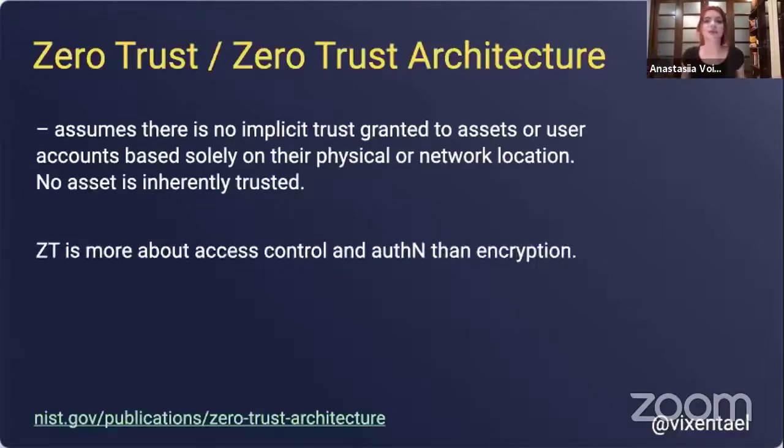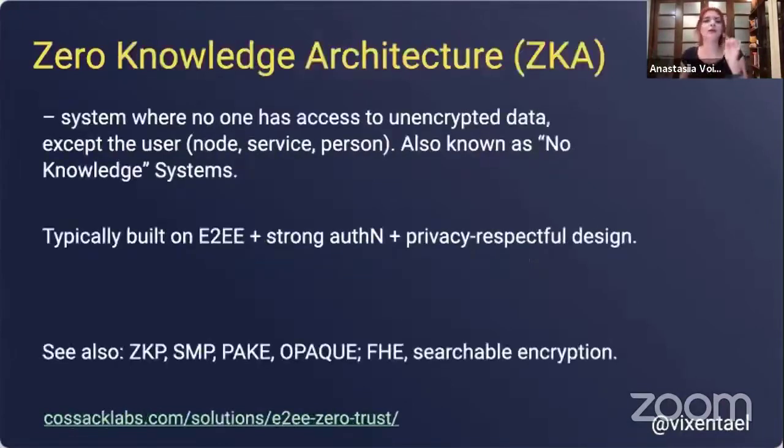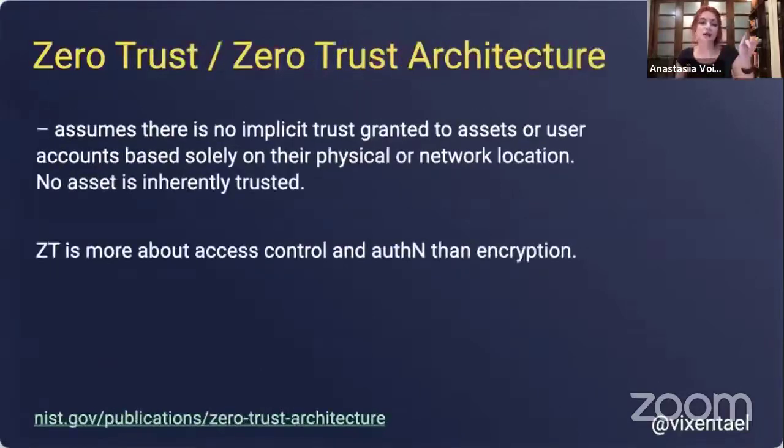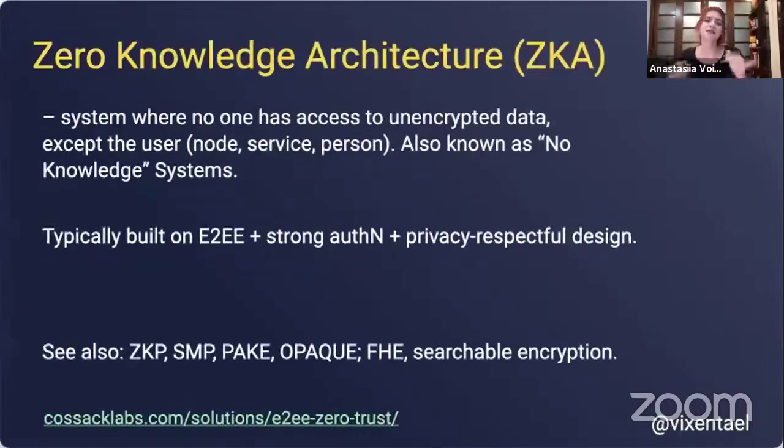The idea is not new. Fight me, but I believe that zero trust is more about access control and authentication, and it has almost nothing to do with encryption. There is another concept here, zero knowledge architecture. Zero trust is already published and the term is defined; you can see NIST guidelines about that. With zero knowledge architecture, it's not as simple.